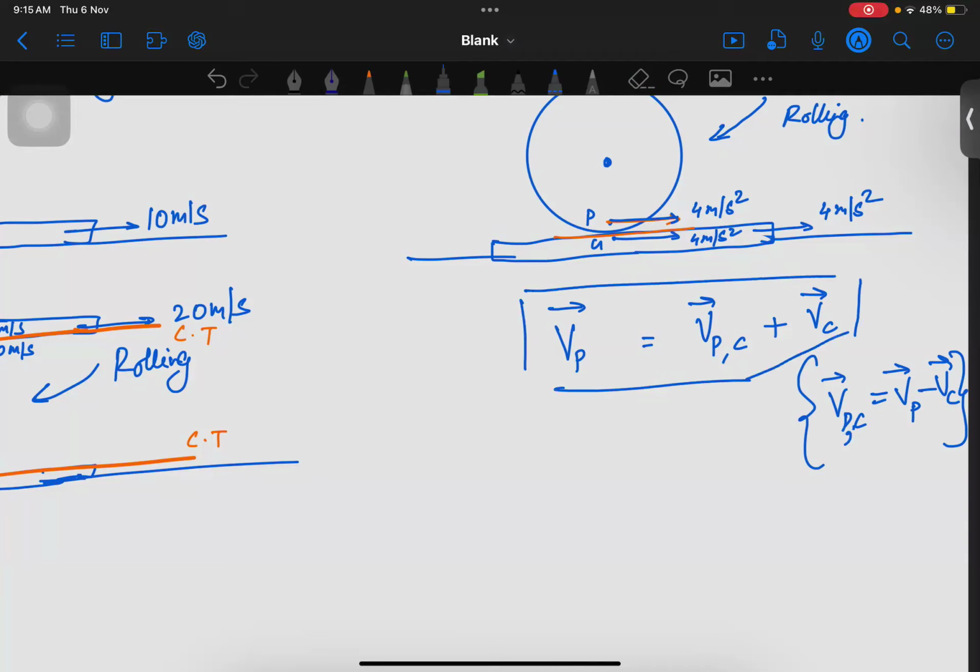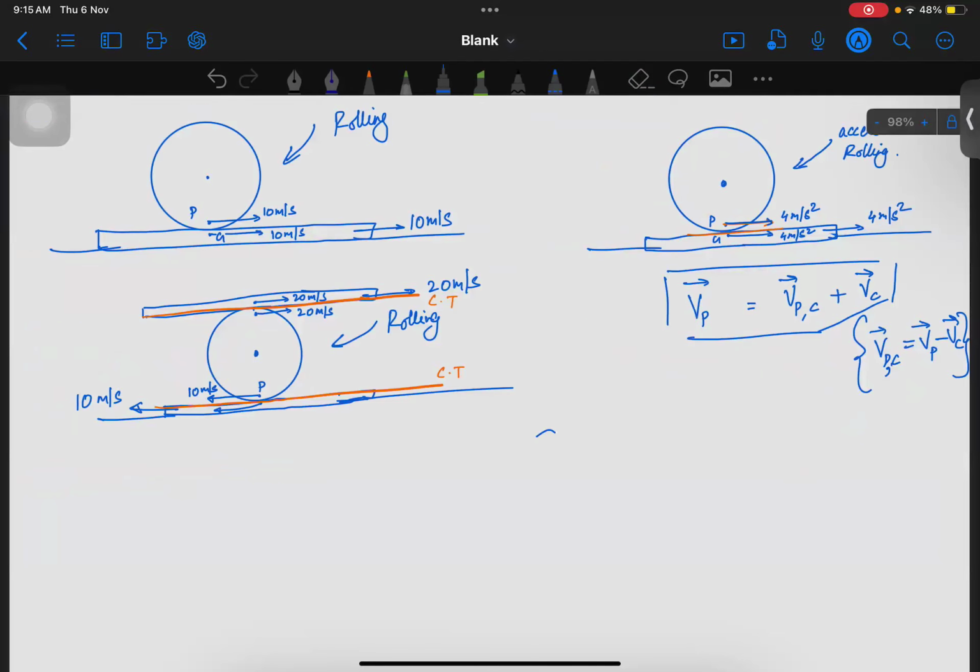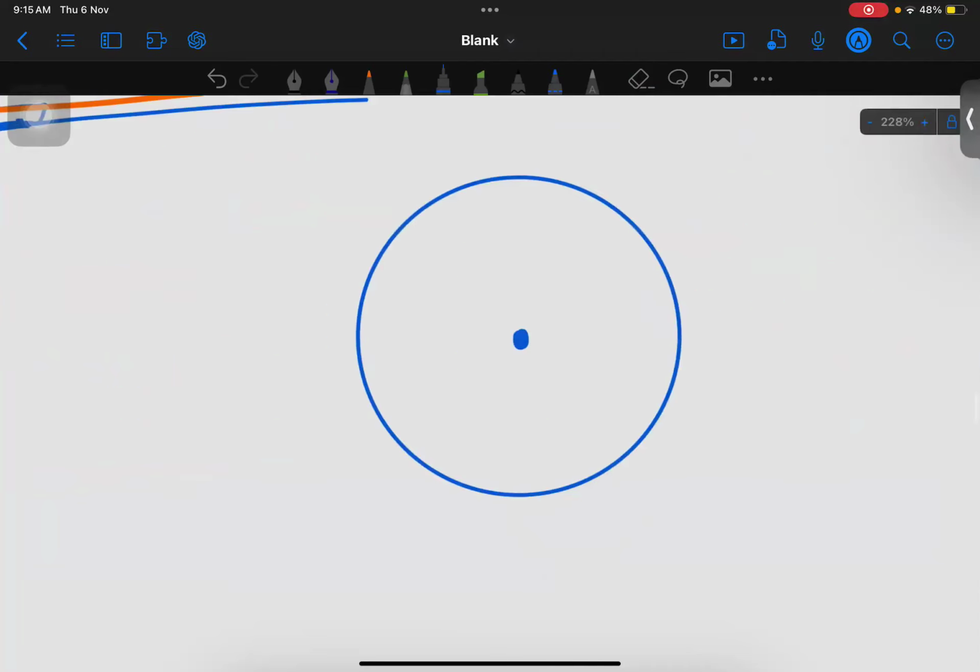Fine. So let's go to the circular boundaried object over here. And over here, this is the point called the P point. And this entire rigid body is having an angular velocity of omega, let's say, about the center of the mass. Which means what?